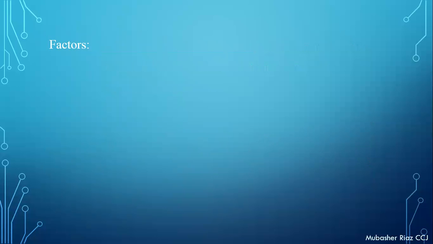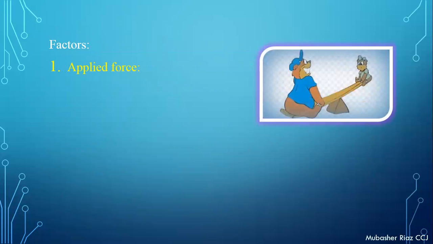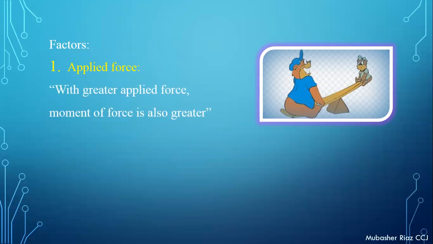Moment of force is also called torque. So moment of force or torque depends upon these two factors. Number one is the applied force. If applied force is greater, then a greater turning effect will be produced. If applied force is smaller, then a smaller turning effect can be observed. As you can see in this picture, there is a larger force, greater weight, and greater turning effect. Less weight, less turning effect. So with greater applied force, moment of force is also greater.